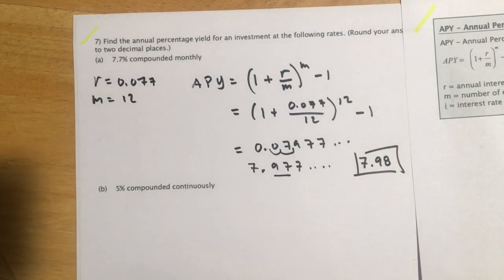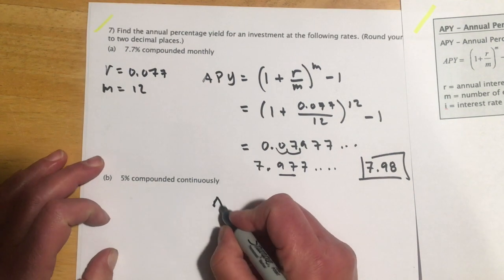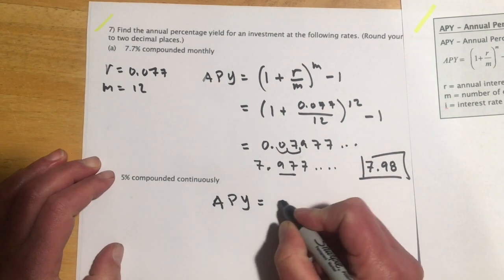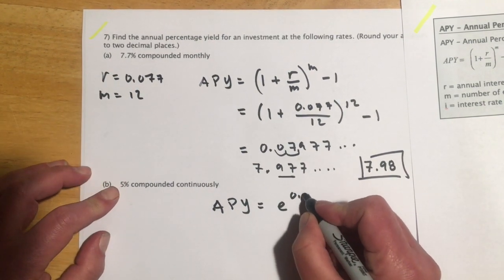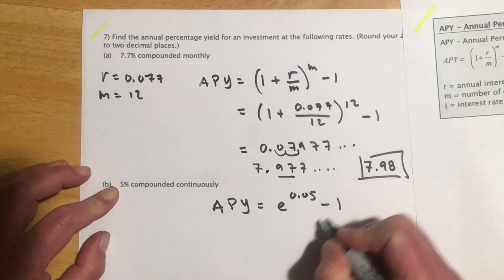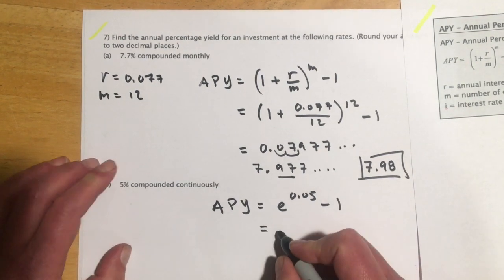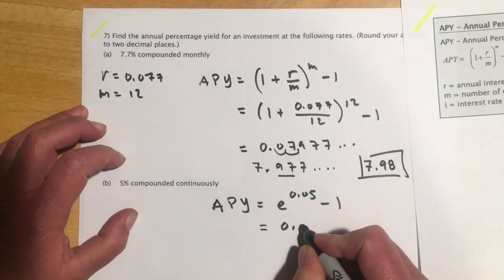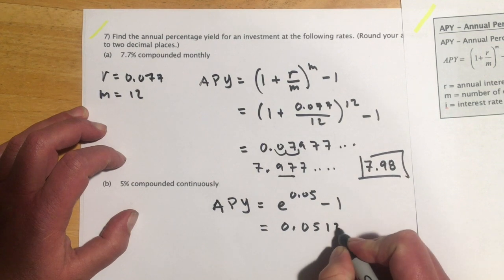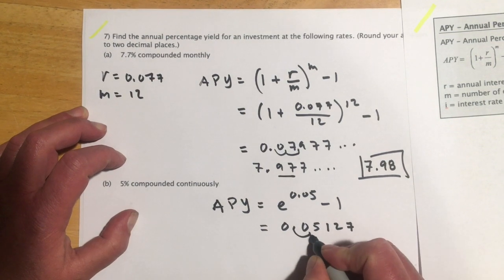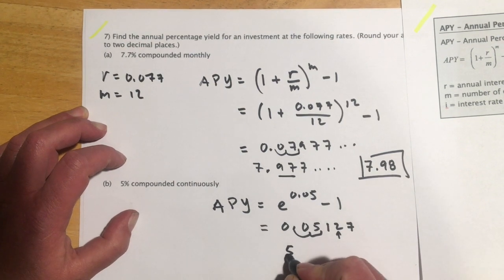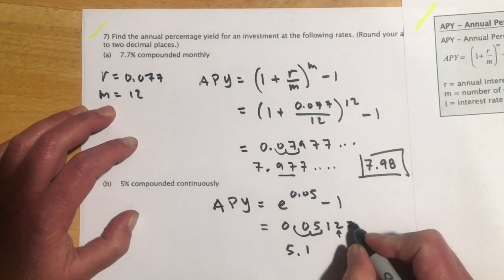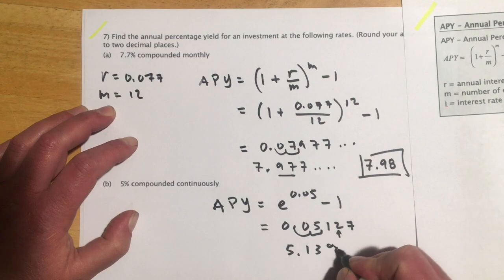And then 5% compounded continuously. So for that one, it was APY equals E to the R, so 5% minus 1. And then again, just throwing that in a calculator. Calculator answer is this. And so we'll move the decimal 2 places, so that means we're rounding right there. So that'll be 5.13%.